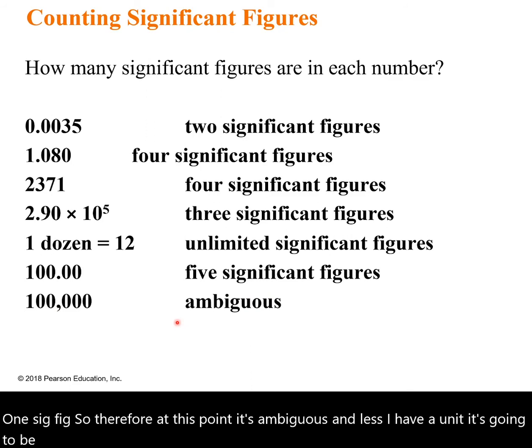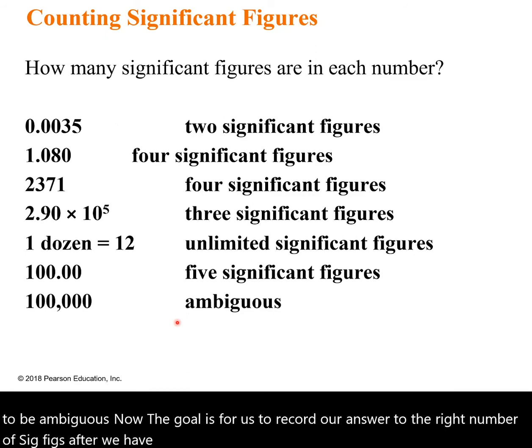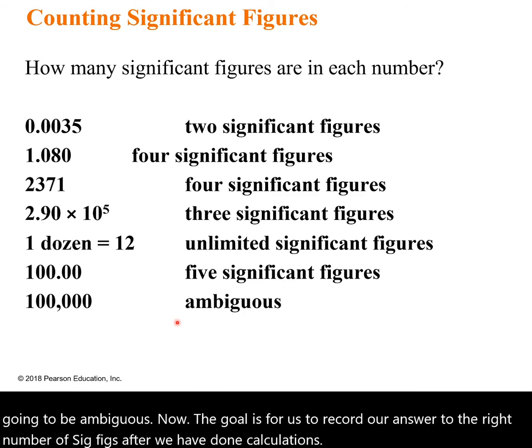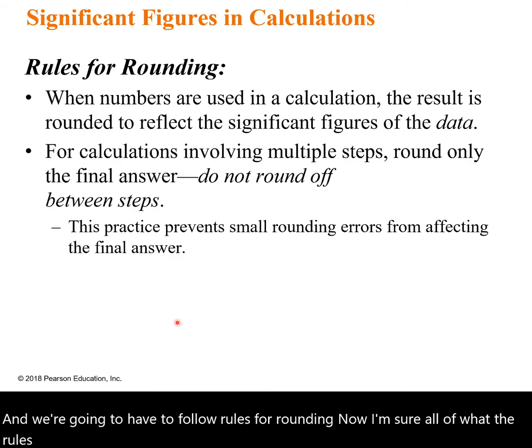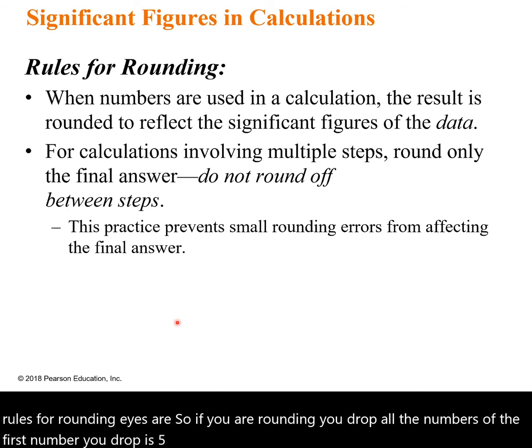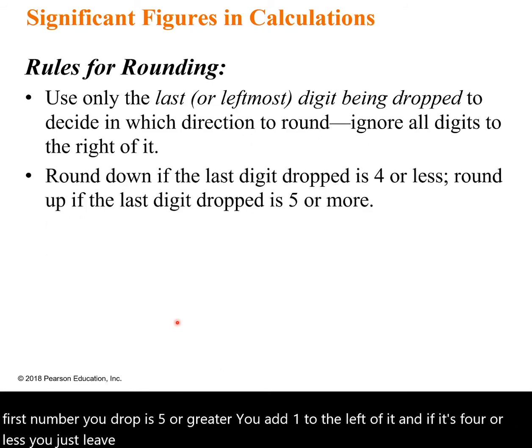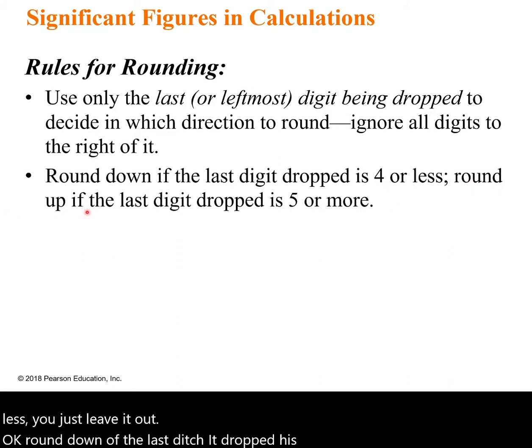Now, the goal is for us to record our answer to the right number of sig figs after we have done calculations. And we're going to have to follow rules for rounding. I'm sure all of you know what the rules for rounding are. If you are rounding, you drop all the numbers. If the first number you drop is 5 or greater, you add 1 to the left of it. And if it's 4 or less, you just leave it out. Round down if the last digit dropped is 4 or less. Round up if the last digit dropped is 5 or more.